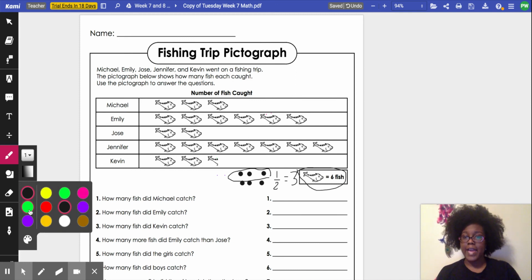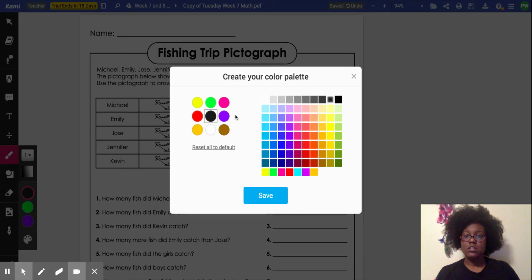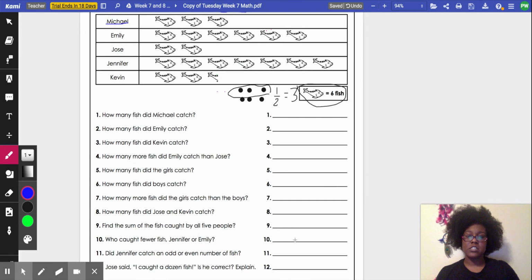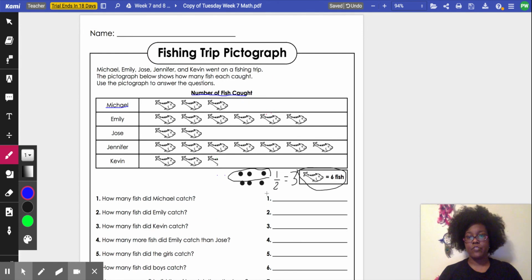We're going to go ahead and do what I always have my students do in class, and that is to figure out what in the world this graph is talking about. So the title of this graph is Number of Fish Caught. We have Michael, Emily, Jose, Jennifer, and Kevin. What we do is we figure out how many we have in each of these rows, so that way when we go to the answers, it's really easy to figure out the answers.